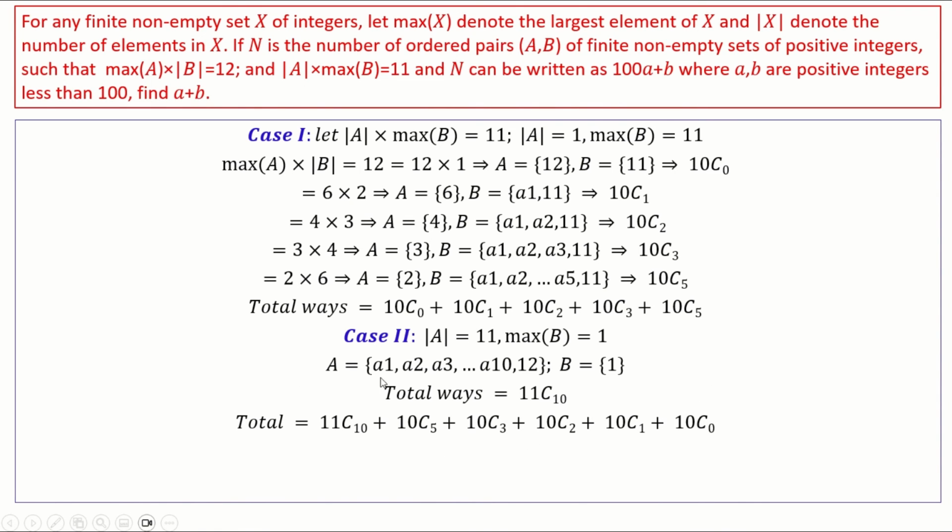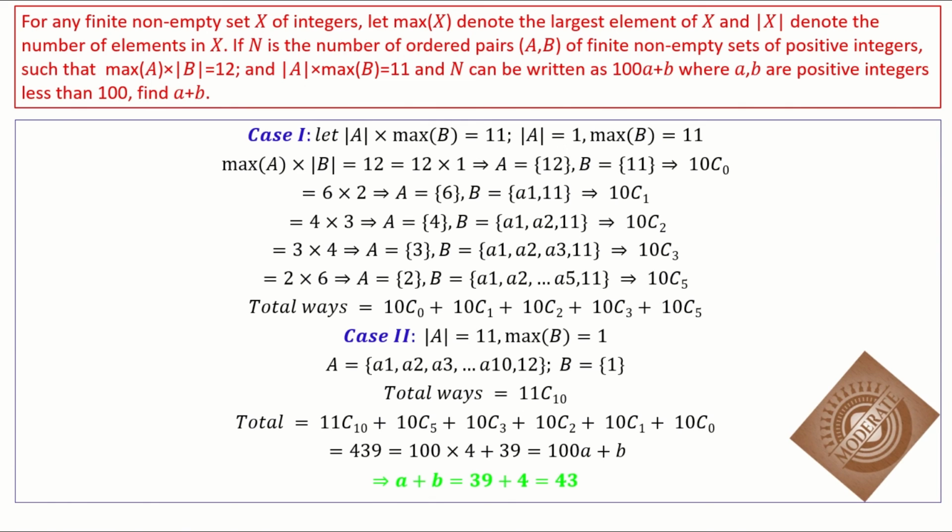So the total number of ways altogether from both the cases is all this sum plus 11C10 plus 11C10. So the answer is 439. The total 439 can be written as 100 into 4 plus 39, which is 100a plus b. So a is 4, b is 39. So a plus b equal to 43. This is the answer. I think this is definitely hard. Okay, moderate to hard, yeah.